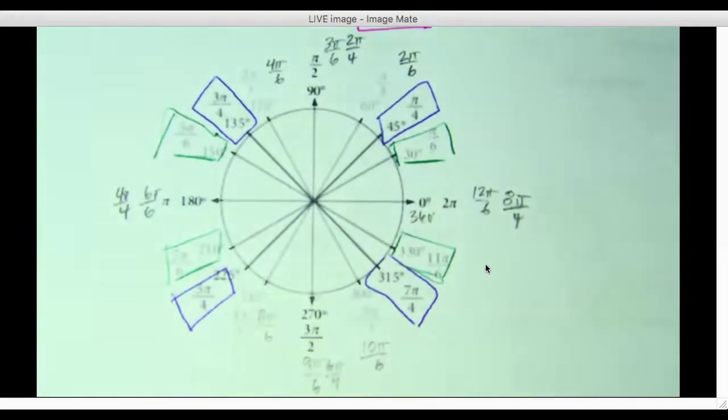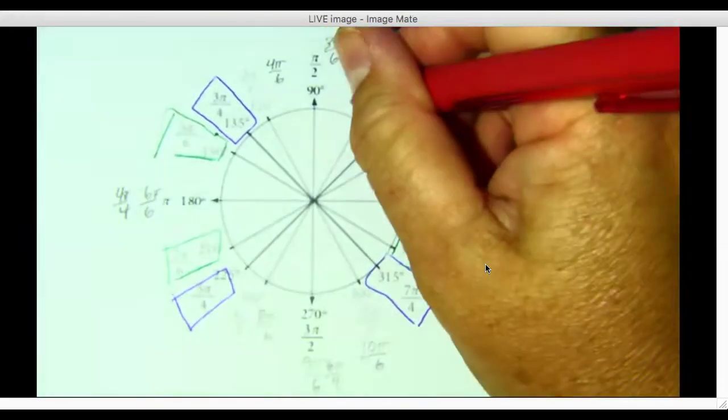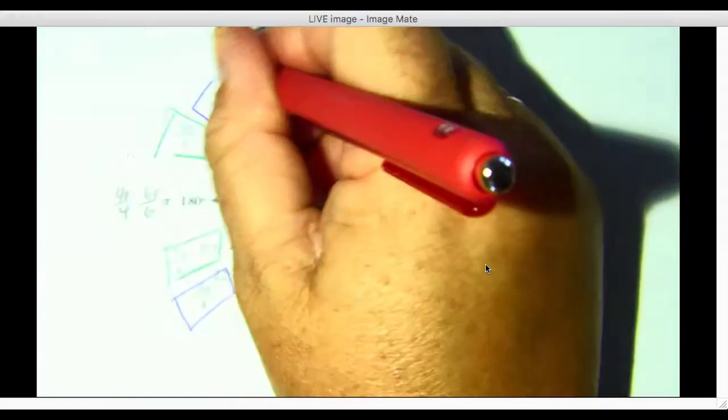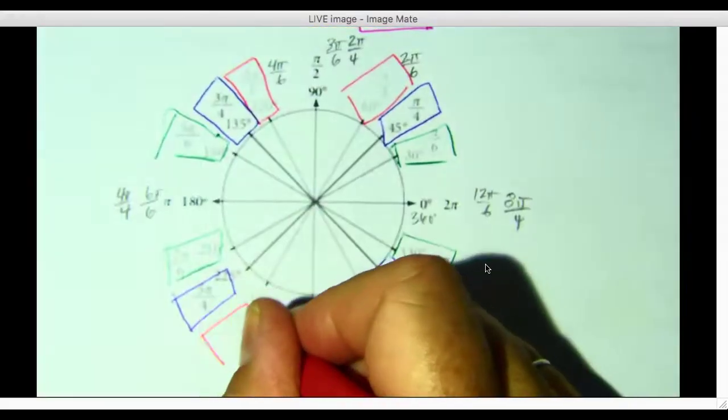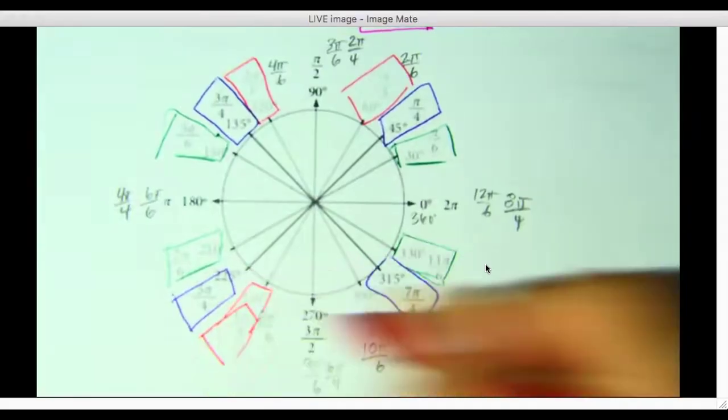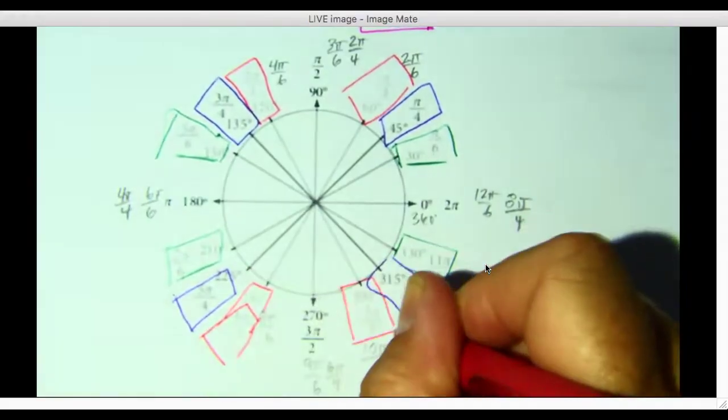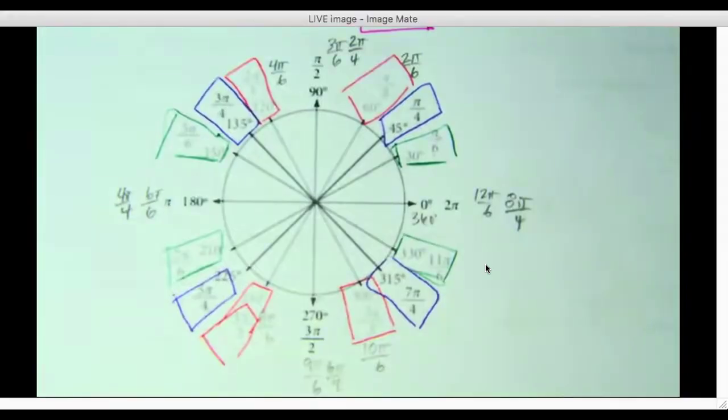And then all of my 60-degree angles have a 3 on the bottom. Oops, 240. And there we go. All right. So that whole process will hopefully help you remember all of those angles around the unit circle and be able to count around the unit circle well.